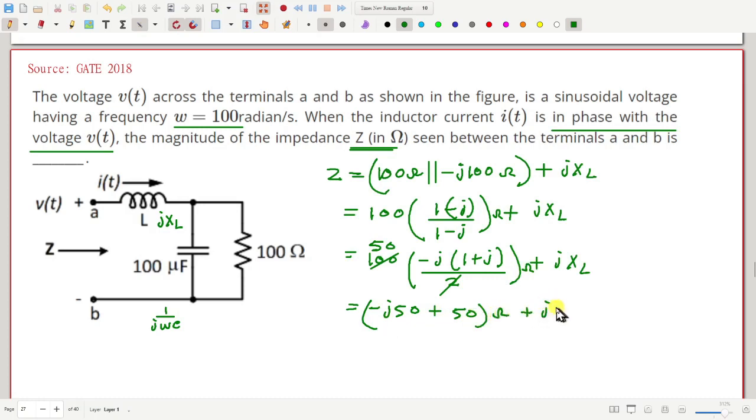plus JXL, and overall this should be resistive. If so, XL should be such that these two terms must cancel each other. So we will have 50 ohm finally. That's the answer.